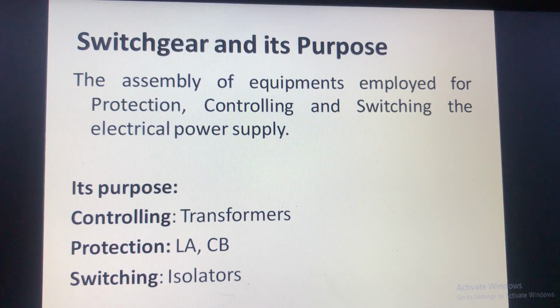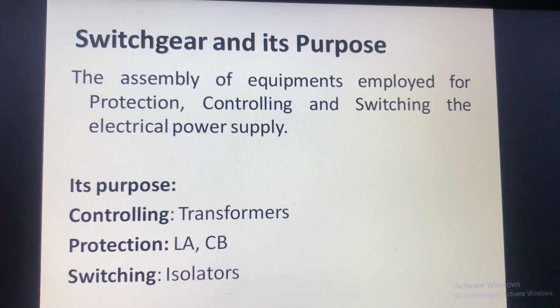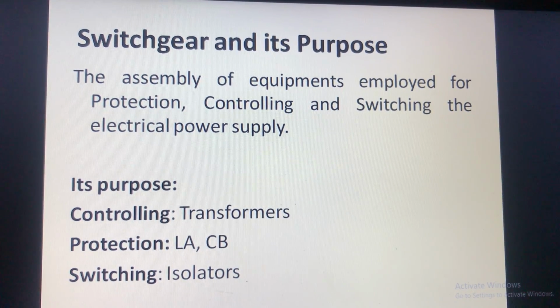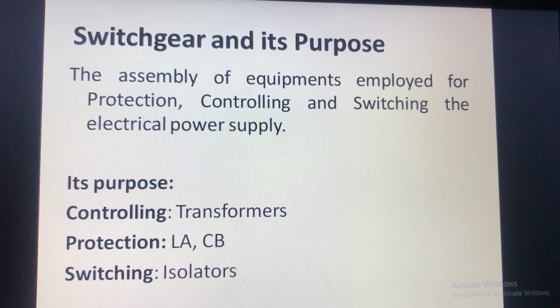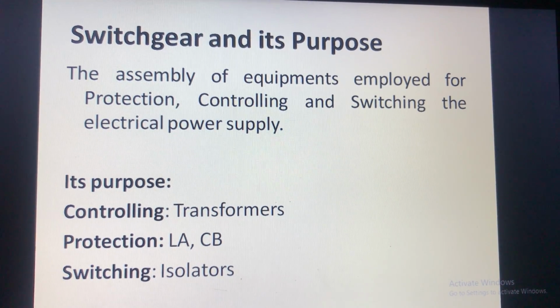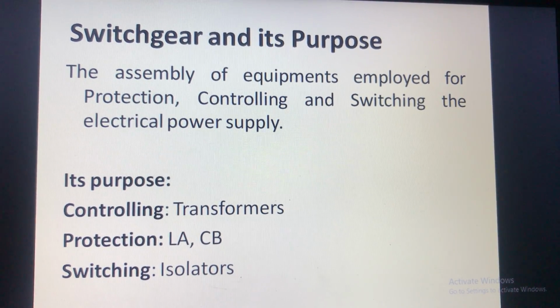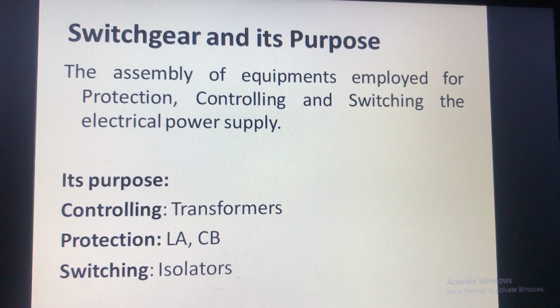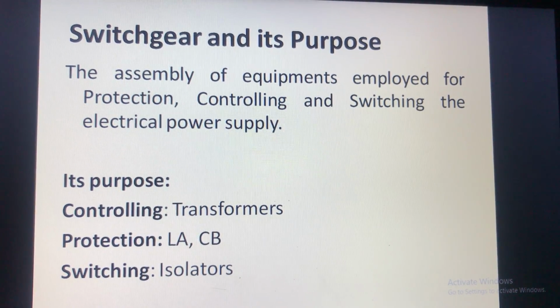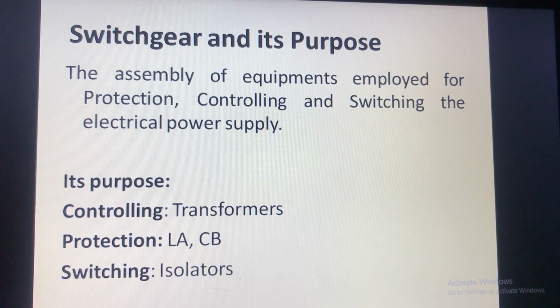Now then is the protection. As we know, a transformer is very costly equipment. For its protection, we need some devices like lightning arresters to protect transformers from lightning, or circuit breakers to open the circuit in case of faulty conditions, in case of short circuit or overloading conditions. So this is for protection. When all these devices are gathered at one place for controlling, protecting and switching, then it is known as the switchgear.